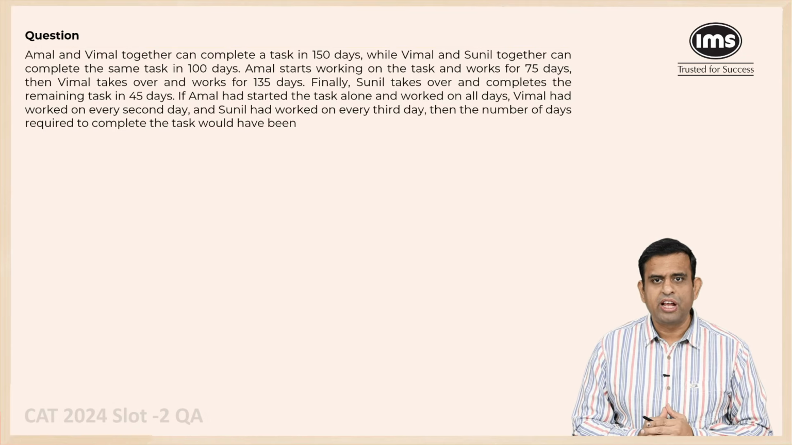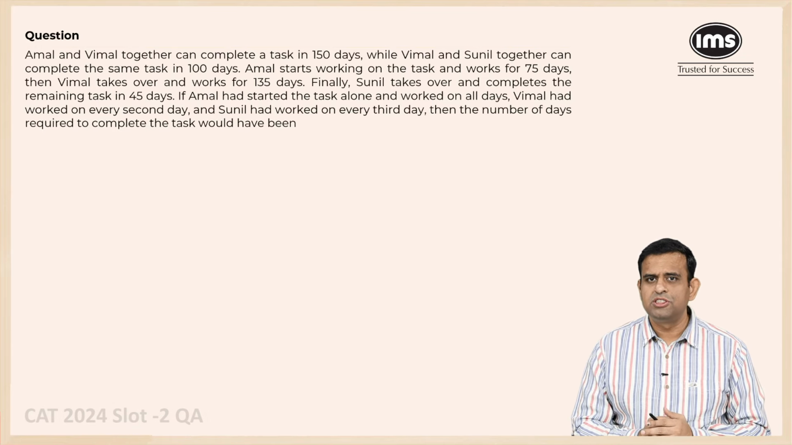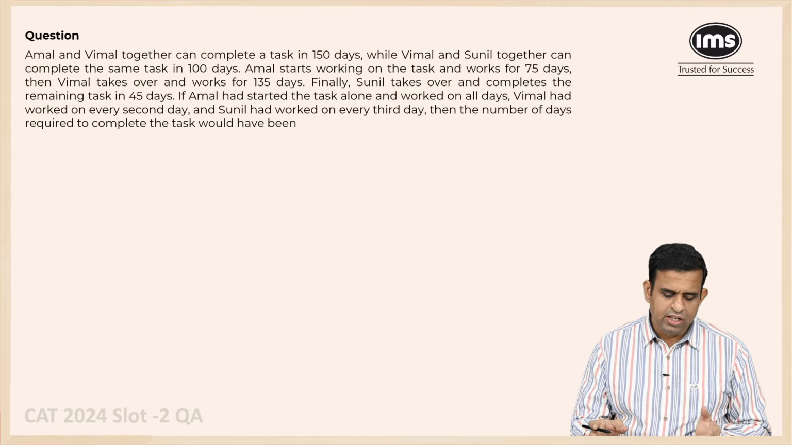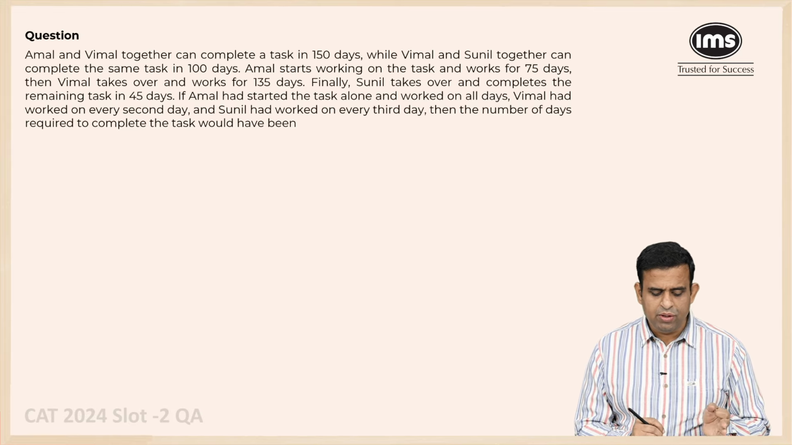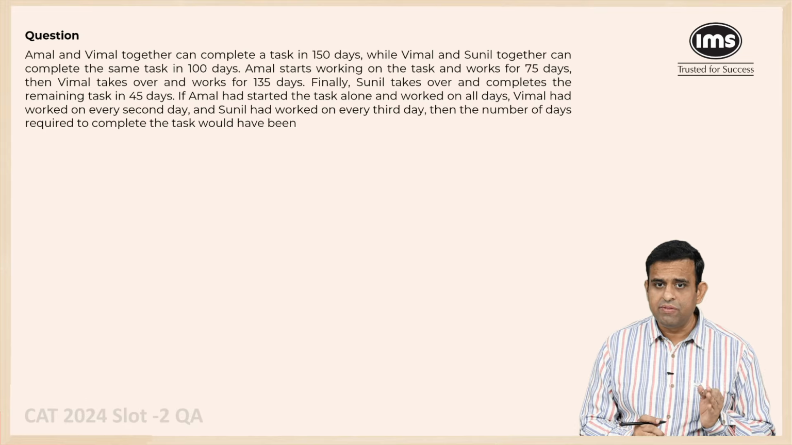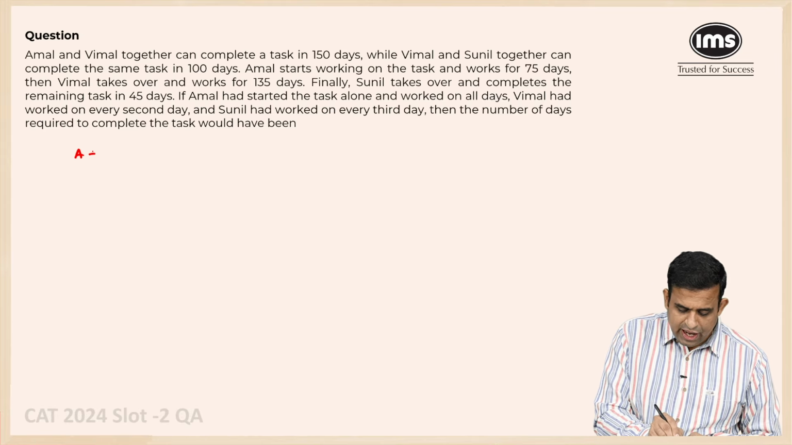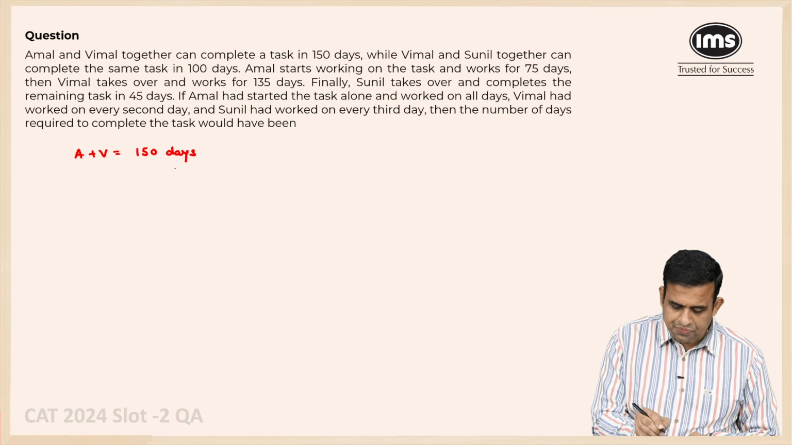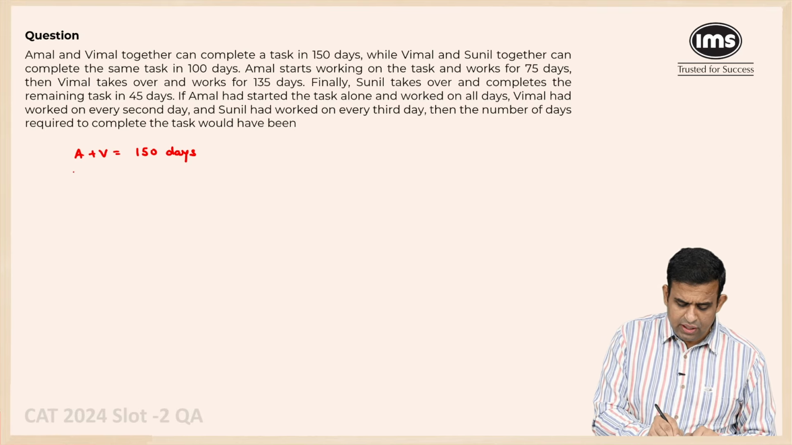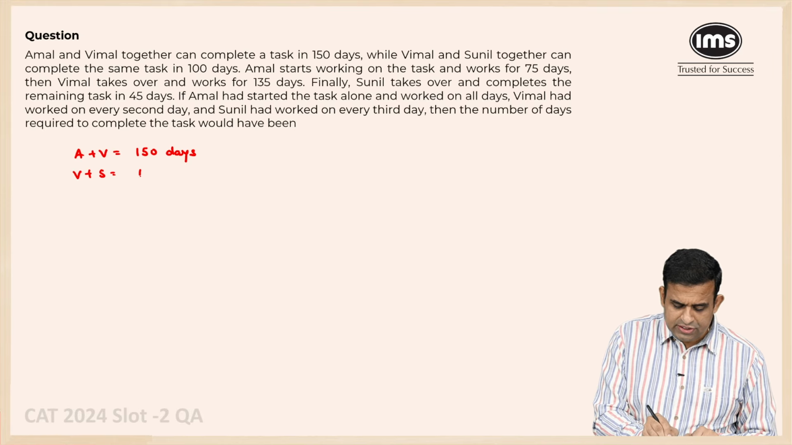We have a nice sum on time and work, and many of you might have found this sum to be slightly on the challenging side. It says that the persons Amal and Vimal together can complete a task in 150 days. So the persons A and V take 150 days, while the persons Vimal and Sunil take 100 days.